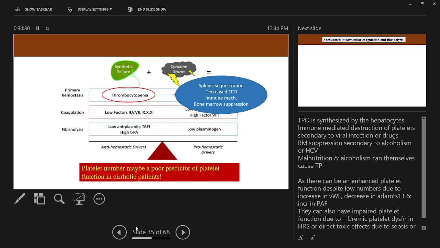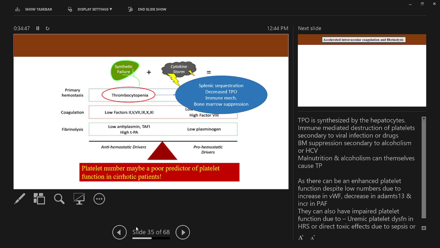This is because there are certain factors that can enhance the platelet function. As we have already seen, there is an increase in von Willebrand factor and a decrease in ADAMTS13, and there is also an increase in the platelet adhesion factor, which is PAF. All these three can increase the platelet function despite the poor number.